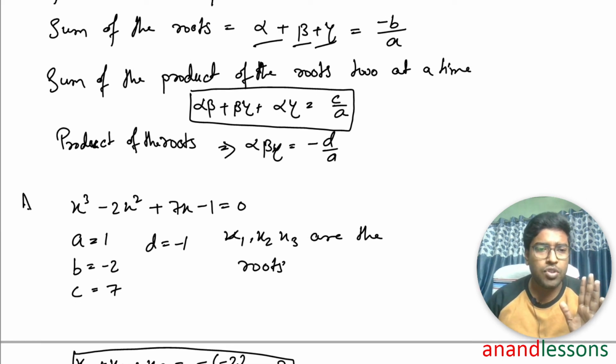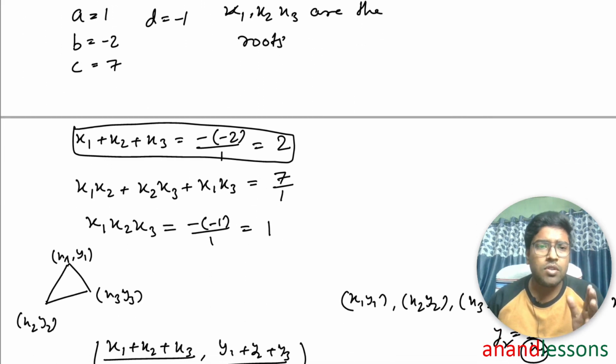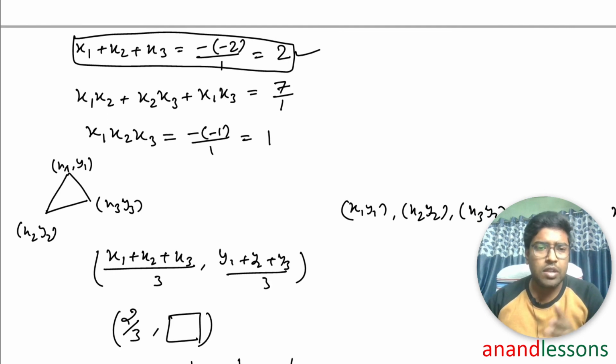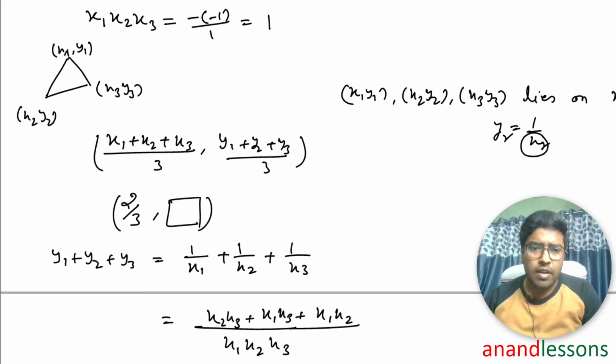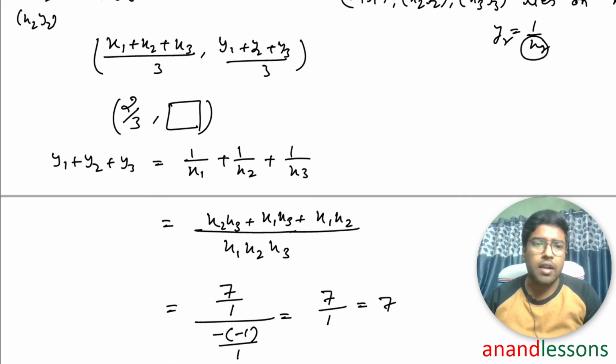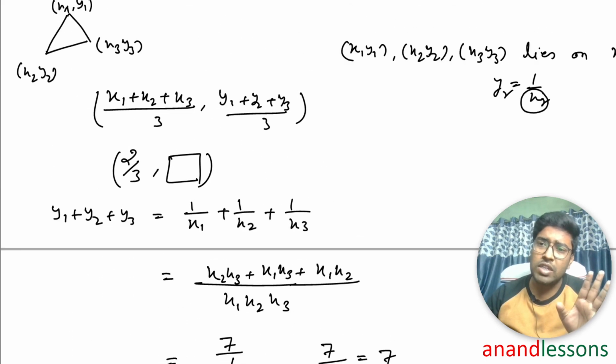The xr's are the solutions of the equation x cubed minus 2x squared plus 7x minus 1 is equal to 0. For a cubic equation, the sum of roots is minus b by a, the sum of the product of roots two at a time is c by a, and the product of the roots is minus d by a. Here a is 1, b is minus 2. The sum of x1, x2, x3 is minus b by a, that is 2. Then for y1, y2, y3, we used the fact that these points lie on xy is equal to 1, so yr is 1 by xr, and we got that sum as well, and thus the coordinates of the centroid of a triangle under these constraints.